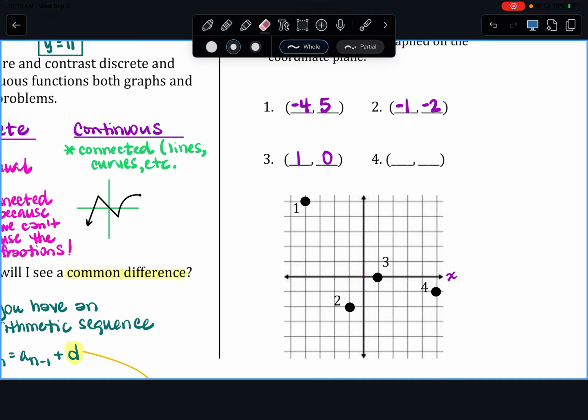And then our last one is point 4. It looks like we're moving right 4. Oops, sorry, 5. 1, 2, 3, 4, 5. Right 5, sorry, and down 1. So right 5 is a positive 5 for the X, and down 1 is a negative 1 for the Y.